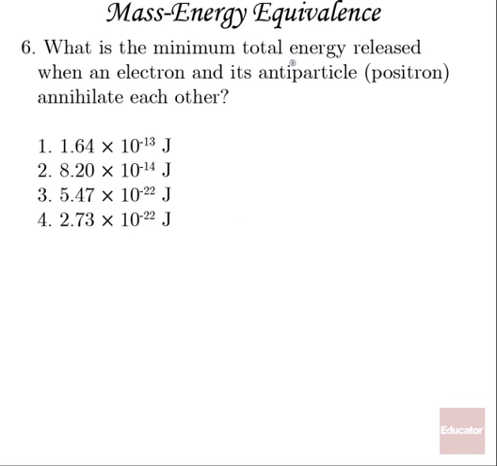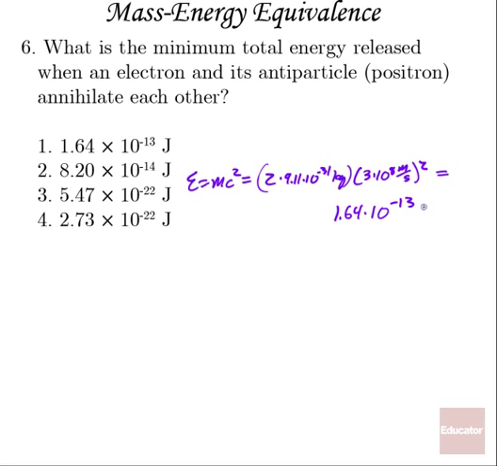Number 6. What is the minimum total energy released when an electron and its antiparticle, known as a positron, annihilate each other? Well, energy is mc squared again, where our mass is going to be 2 times the mass of an electron, because the antiparticle has the same mass but an opposite charge. So that'll be 2 times 9.11 times 10 to the minus 31 kilograms. Our mass times the speed of light in a vacuum, 3 times 10 to the 8th meters per second, squared, which comes out to be about 1.64 times 10 to the minus 13 joules. Answer number 1.